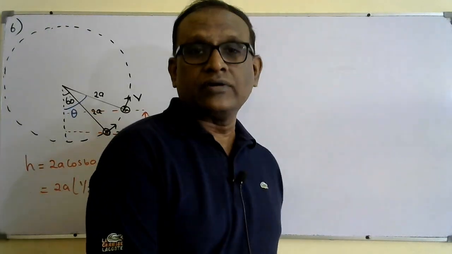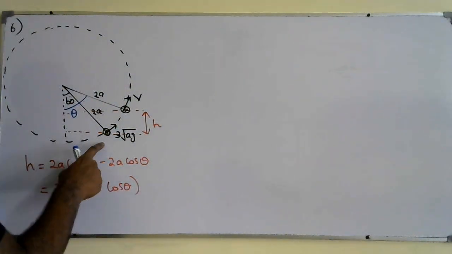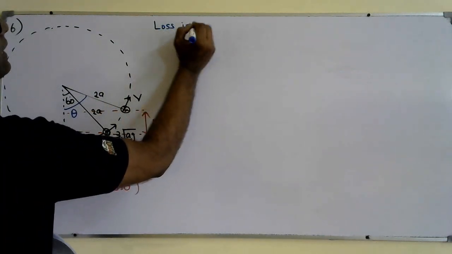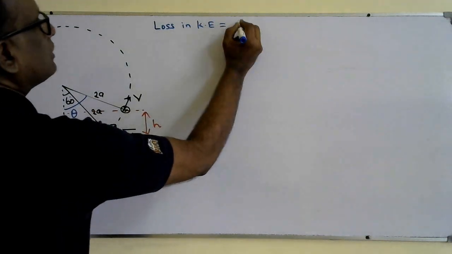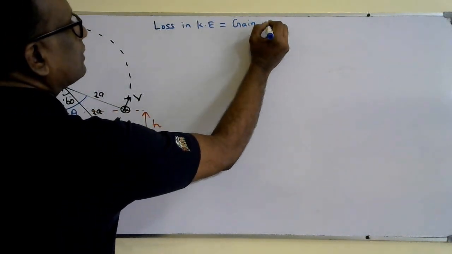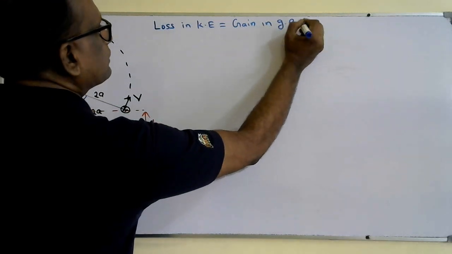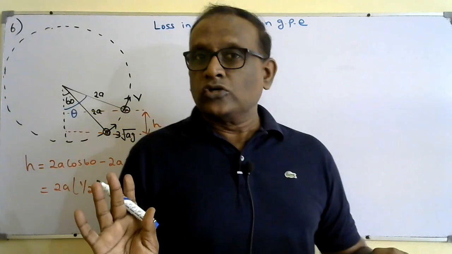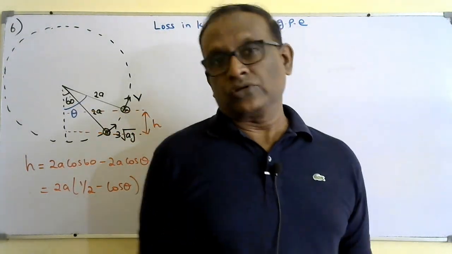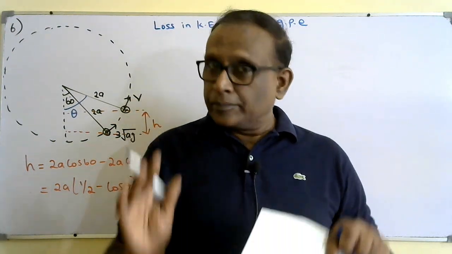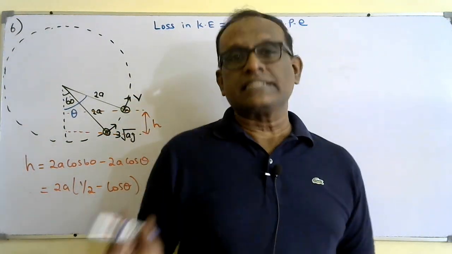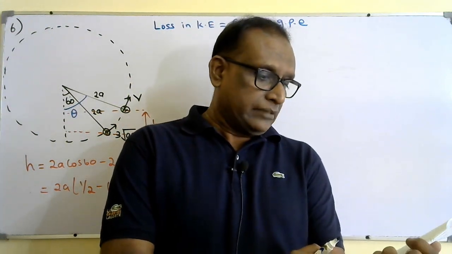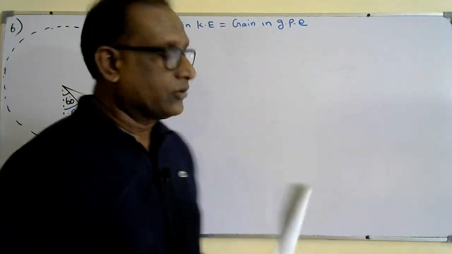I'm going to write the energy equation now. For the motion from this point to this point, loss in kinetic energy equals gain in gravitational potential energy. My aim is to show the tension at any point during the motion is not equal to 0. That means tension exists, the particle has no intention of moving away from the center, so it's following circular motion. The question is, show that the particle performs a complete vertical circle. Okay, that's the aim now.